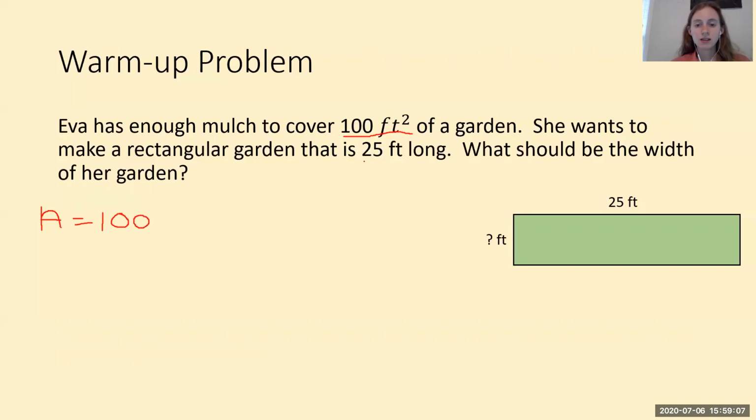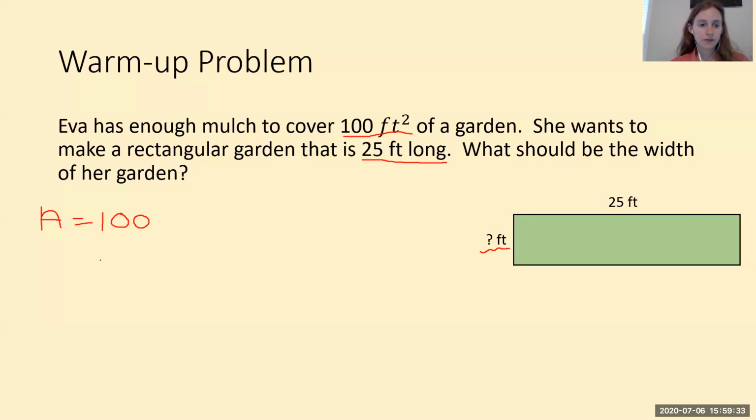And then we have the second piece of information. So she wants her garden to be 25 feet long. Maybe that's like the length of her yard or something. So the area needs to be 100 square feet, and then it's going to be 25 feet long. We need to figure out the width. So what should be the width of her garden so that it has an area of 100 square feet?